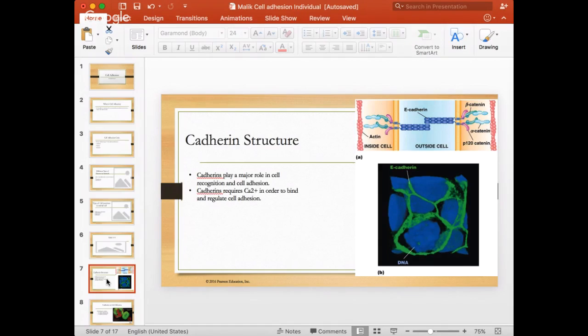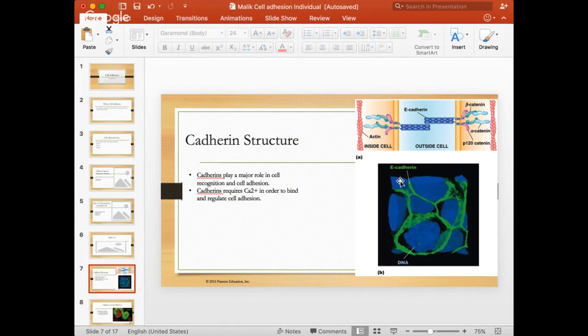So now we have our cadherin structure. Inside of our cadherin structure, the cadherins play a major role in cell recognition and cell adhesion. Also, cadherins require Ca2+ in order to bind and regulate cell adhesion. So here you see that you have the catenins, you have the beta catenin, you have the alpha catenin, you have the actin inside of the cell, and then you have the E-cadherin on the outside of the cell.